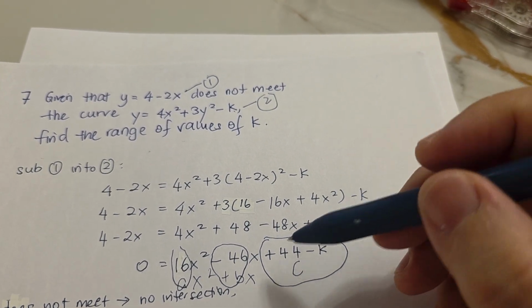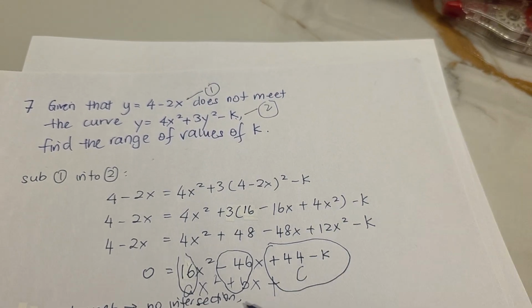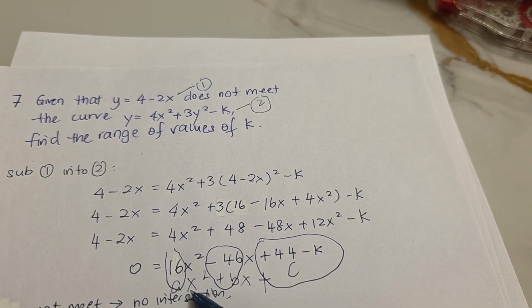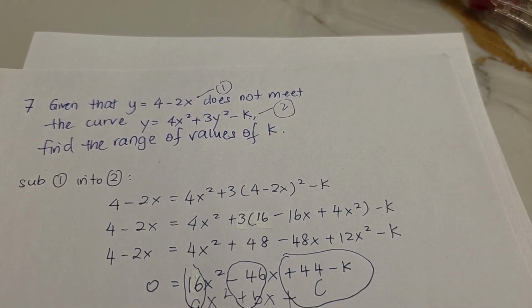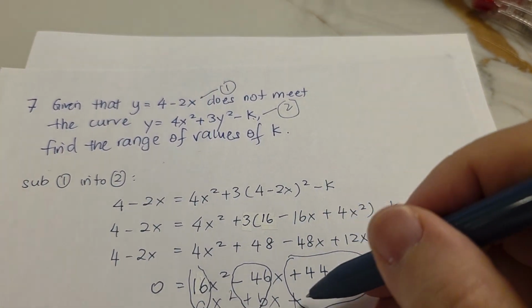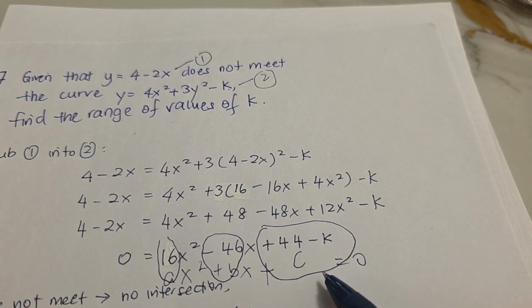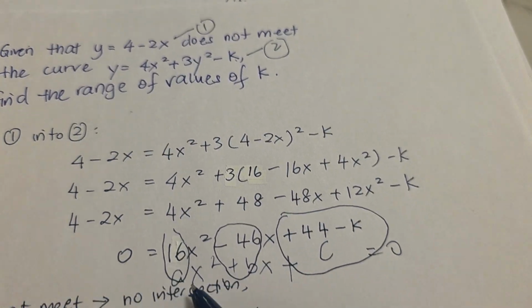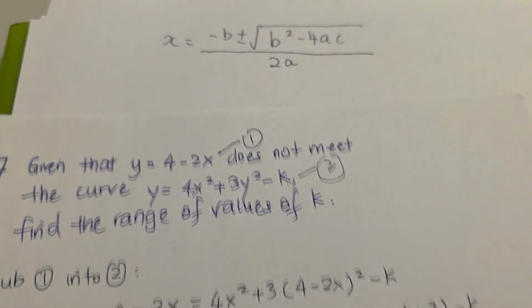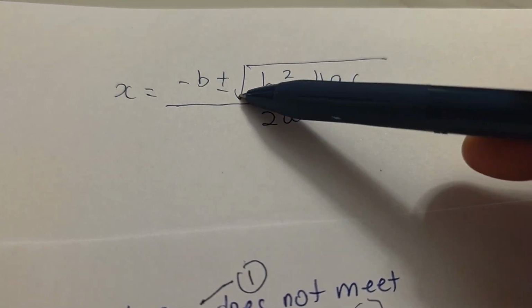Okay, so essentially I am arranging this in the form of ax squared plus bx plus c equals 0. Why am I doing that? Because when I arrange a quadratic equation into this form, I will be able to use the quadratic formula.